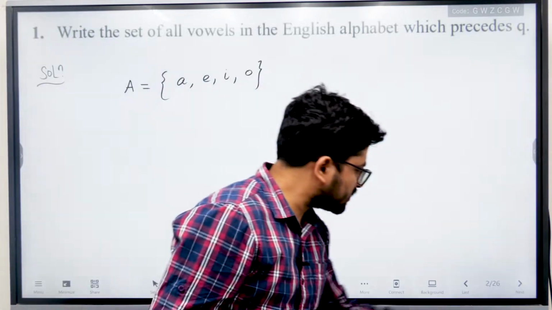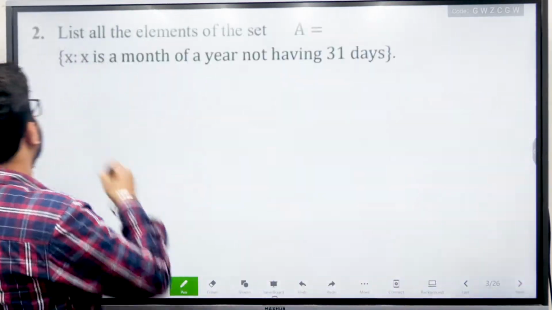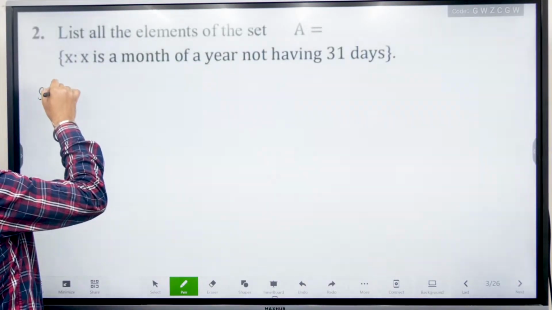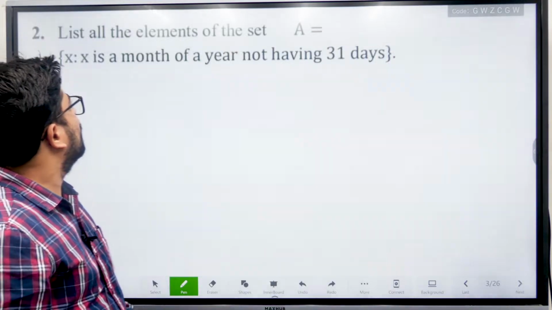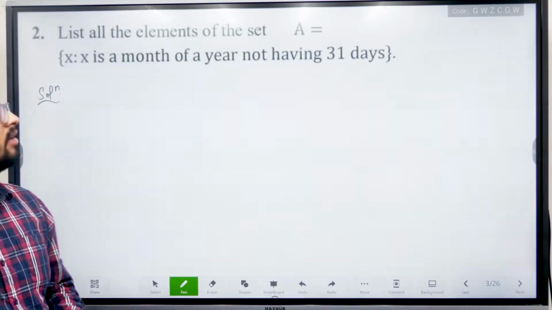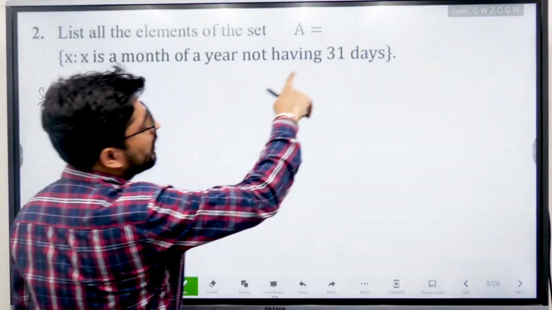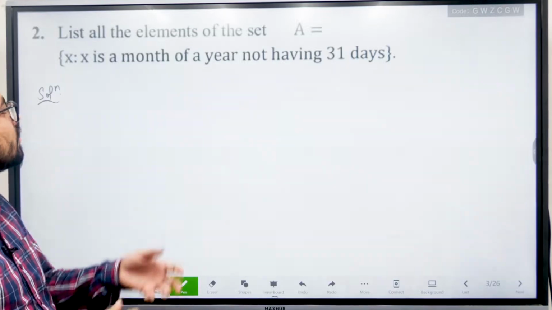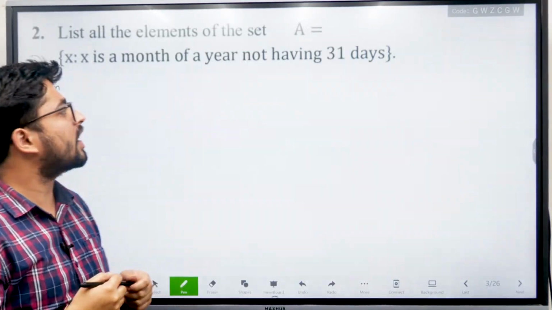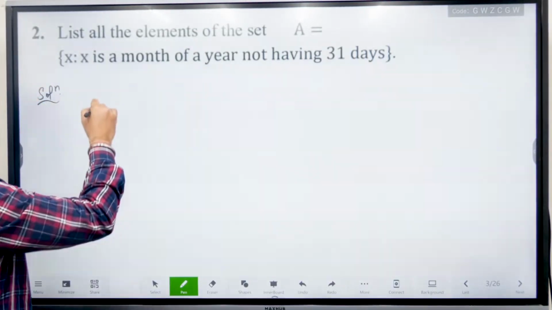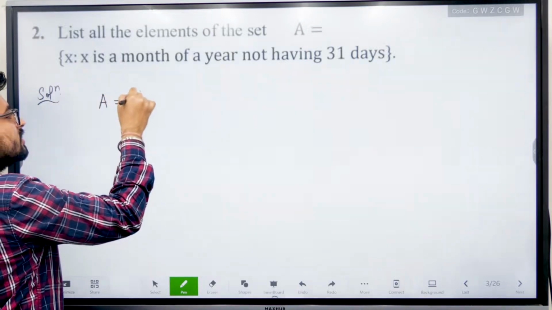Now the next question is, list all the elements of the set A = {x : x is a month of a year not having 31 days}. You have to collect all the months in which you do not have 31 days. So let's say this is your set A.